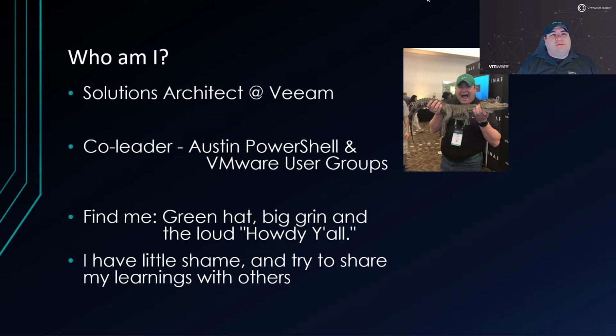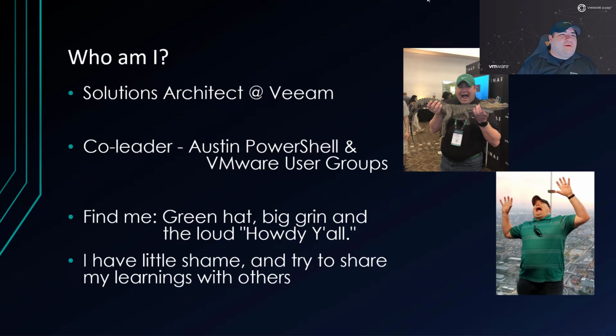So a quick intro for myself, right? Who am I? Joe Hughes, currently a solutions architect at Veeam. I'm a co-leader for the Austin PowerShell and VMware user groups. Easily you can find me because I'm the guy typically with the green hat, the big grin, and the loud howdy y'all. And also, I have little shame and try and share my learning with others. Basically, I just try and make things a lot easier for everybody else. If anybody can learn from one of my bad mistakes or things that I did really incorrectly, then great, more power to them. It's all about sharing, and we just want everybody to contribute back to the V community here.